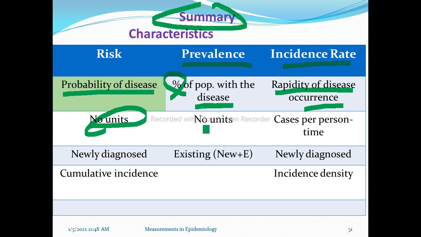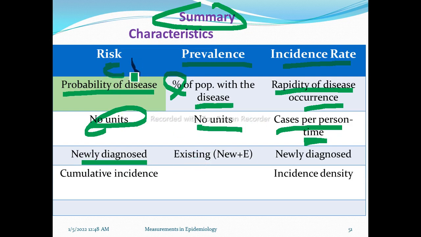The unit of prevalence is no unit. In the case of incidence rate, the unit is cases per person-time. Cases per person-time meaning 100% time, 10% time. So person-time is the unit. We can also see that risk is the probability of disease. Risk also has no unit. Prevalence has no unit. Incidence is person-time. So risk is newly diagnosed.